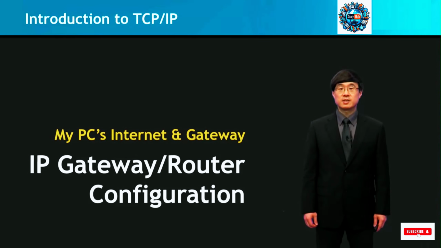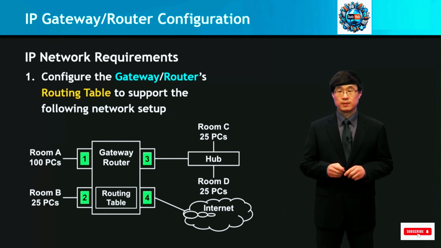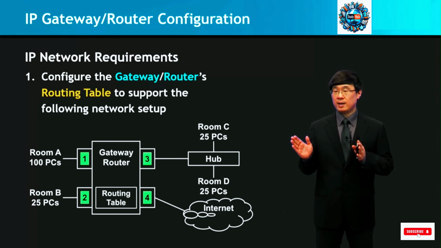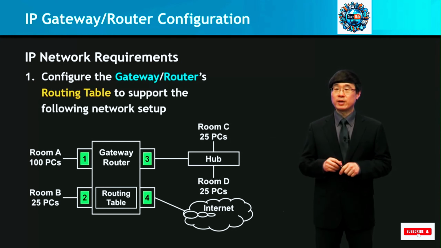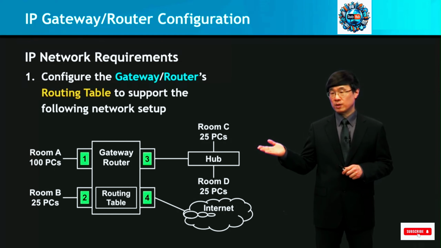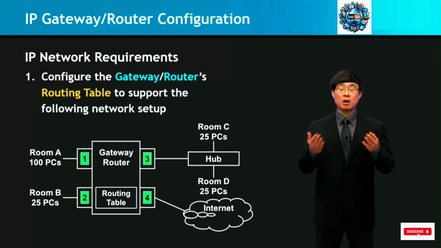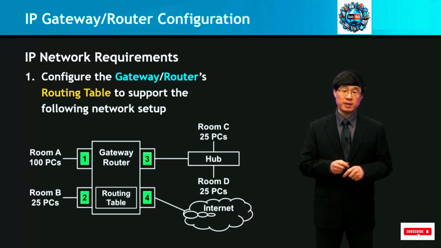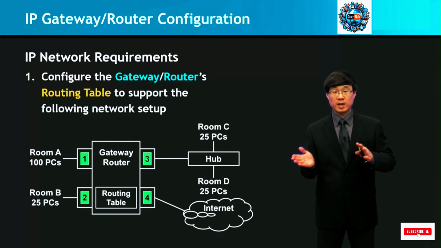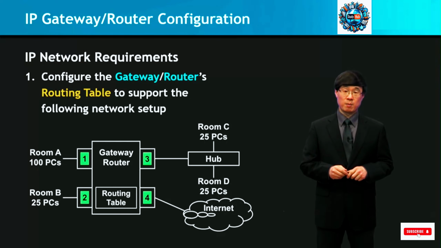In this lecture, we're going to study about IP gateway and router configuration. Now, IP network requirements. Configure the gateway, the routing table to support the following network setup. Basically, we're going to learn how to set up an IP routing table through an actual experiment where we set up based upon network requirements.